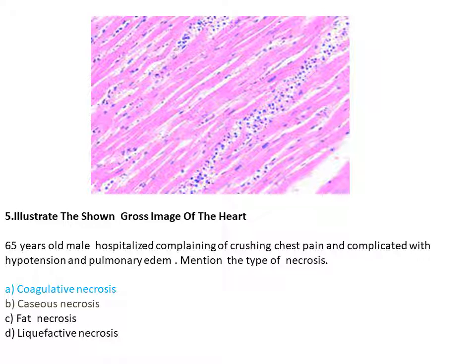So fifth is to illustrate the shown microscopic images of the heart. So this is the myocardial tissue, and the history given here is a 65-year-old male hospitalized complaining of crushing chest pain and complicated with hypotension and pulmonary edema. So the patient is admitted with the complaints of crushing chest pain, complicated with hypotension and pulmonary edema. Mention the type of necrosis. So coagulative type of necrosis is common in heart.